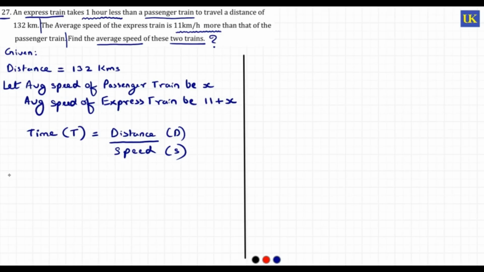Now we will write about the express train here, and we will write the passenger train details here. Now let me call the time of the express train as T E.